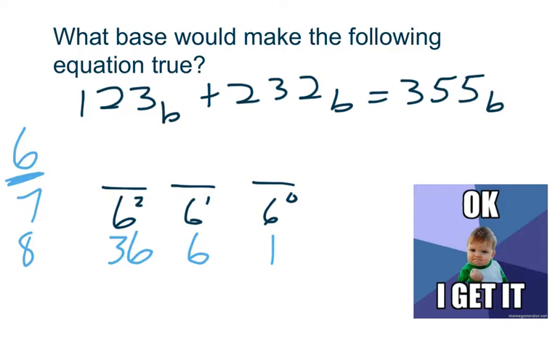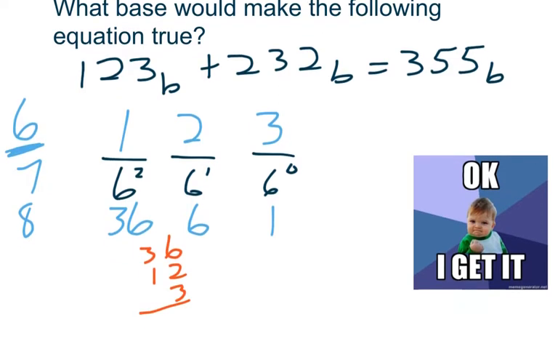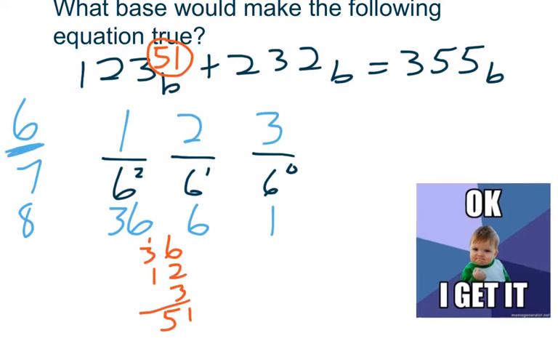So if I have a 1 in this place, a 2 in this place, and a 3 in this place, that means I have 1 36, so it's 36. I have 2 6s, so that's 12. I have 3 1s, that's 3. I add them up, and I get 48 plus 3 is 51. So that would make this number 51 in base 10. I'm going to do that same thing for my other numbers.